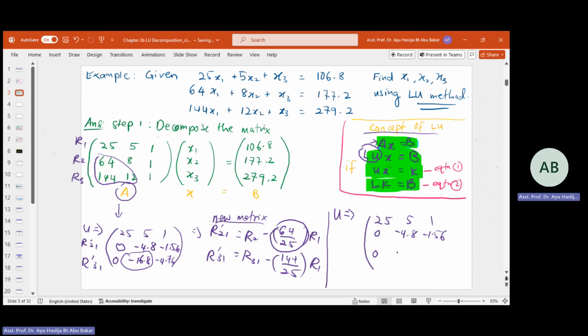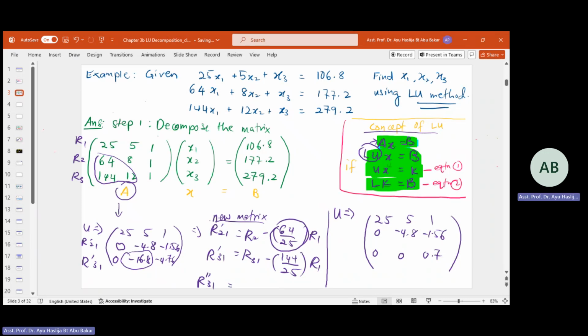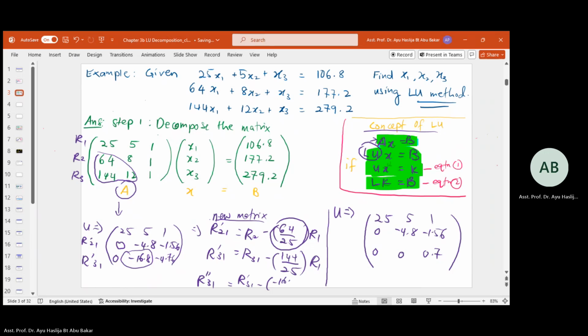Okay, this part we had zeroed, we must zero it, then this one you will get 0.7. Okay, I write here, the R prime 3,1 is this. So this is the factor to zero this part. So this is your final U matrix.